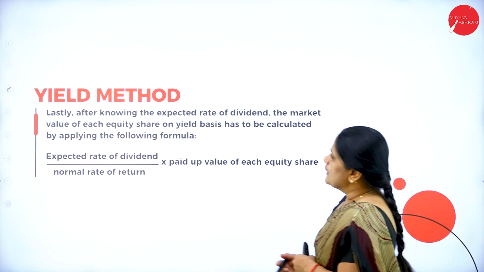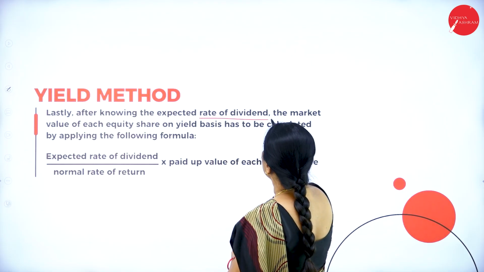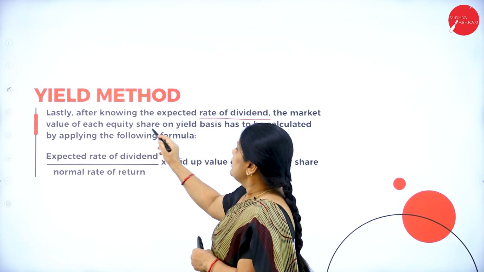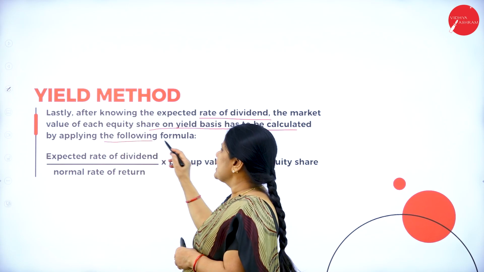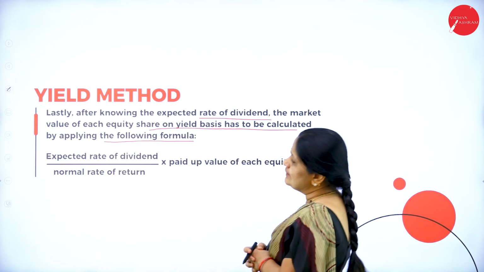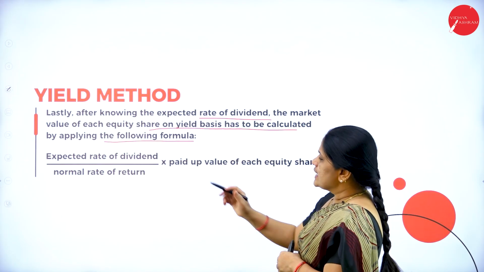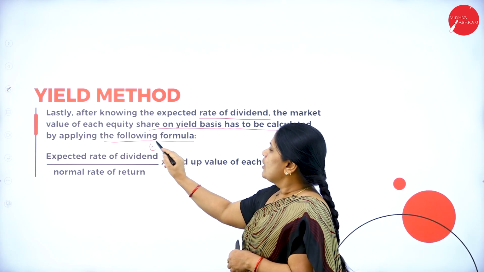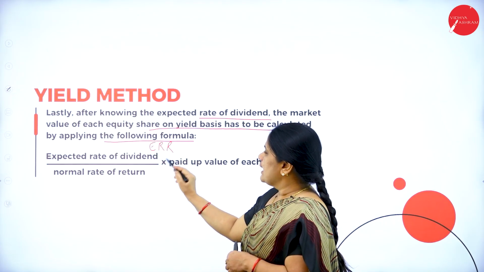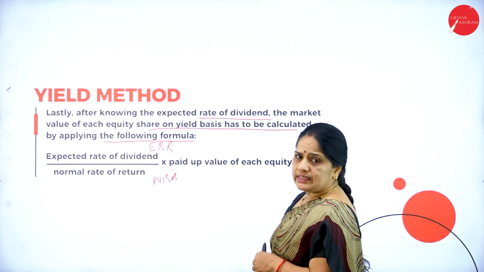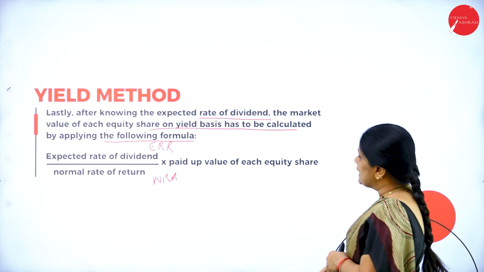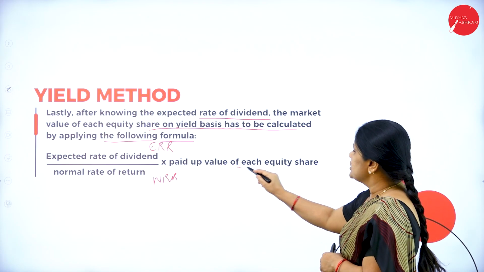Then, lastly, after knowing the expected rate of dividend, the market value of each share on the yield basis has to be calculated by the following formula: the expected rate of dividend, which we also call the ERR, divided by the NRR, which will usually be given in the problem, into the paid up value of each equity share.